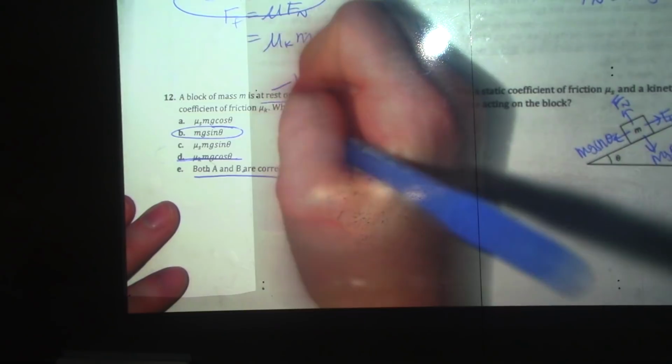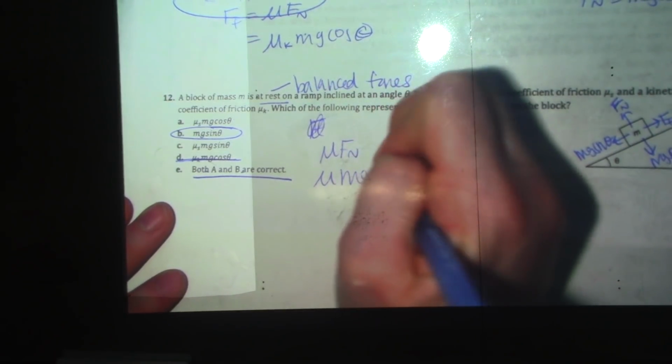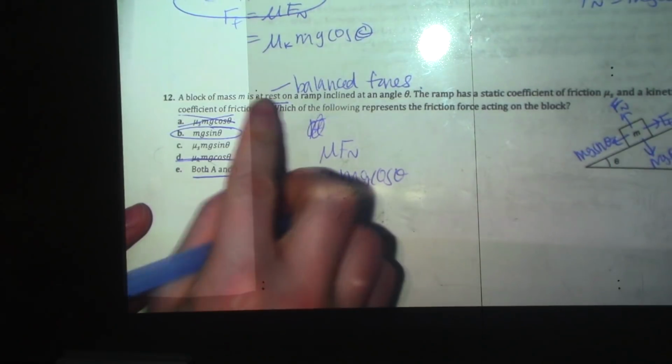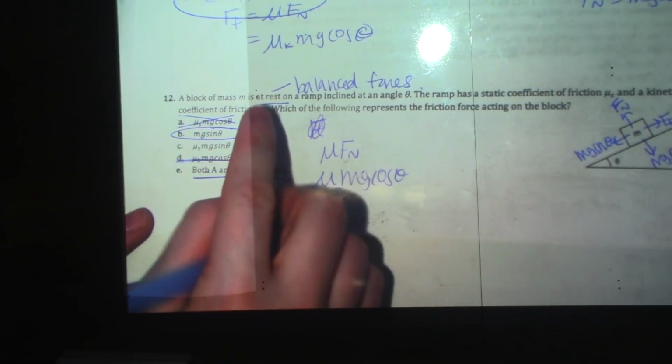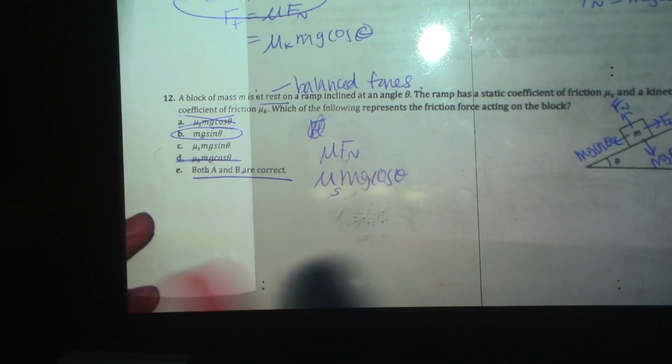A looks like mu Fn, so let's write that. Mu Fn, and again, my Fn is mg cosine. I am talking about not at rest, so that would be static. But the answer is actually only B. A is not correct because when we're talking about static friction, I don't have to have the friction force equal to mu Fn. It is less than or equal to.